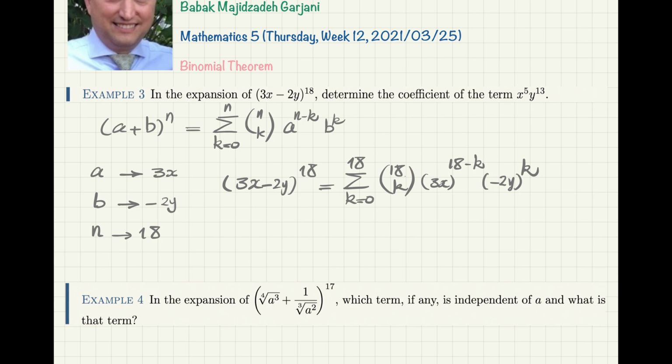And then I simplify the expression inside. So what does it mean? It means that this becomes this. This is 18 choose k, but you see that I have a 3 to this power and a minus 2 to this power coming out. So this becomes 3 to the power 18 minus k times minus 2 to the power k. Then I will have x to the power 18 minus k, y to the power k. Of course, it is not obligatory to follow every step that I am telling you.